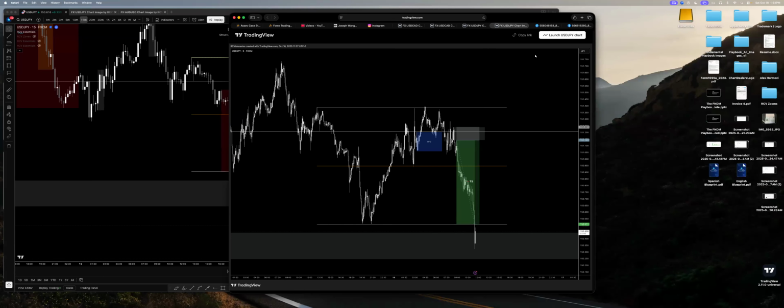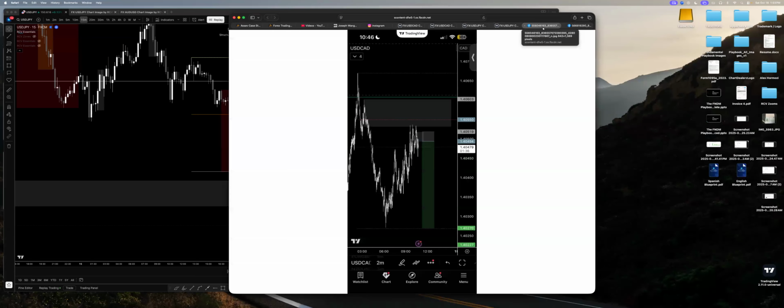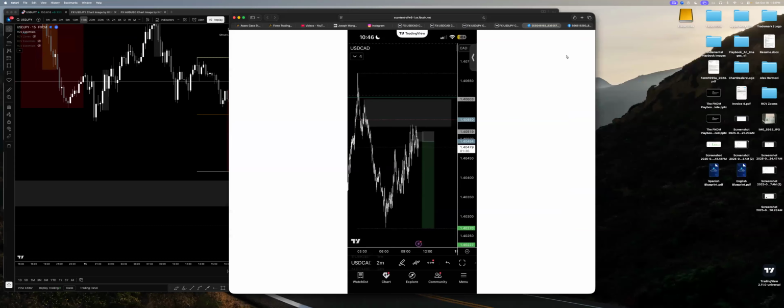Okay. So last trade. I'm going to go over two more trades, which is the next USD CAD and a loss I took at AU, which was a trail stop. It was a smaller loss, but we'll go over it here in a bit.